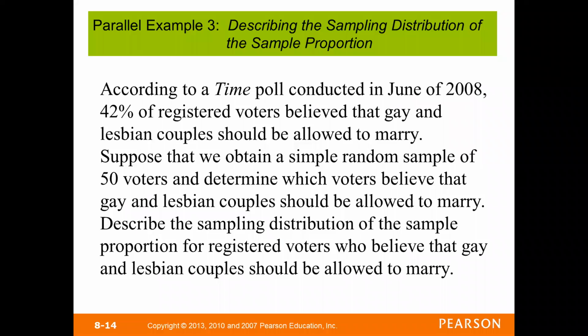Okay, so going back to our example of 42% of registered voters believe that gay and lesbian couples should be allowed to marry. Again, remember, this book was done several years ago. This percentage has changed dramatically since then. Suppose that we obtain a simple random sample of 50 voters to determine which voters believe that gay and lesbian couples should be allowed to marry. Let's look at the sampling distribution then of that sample proportion.